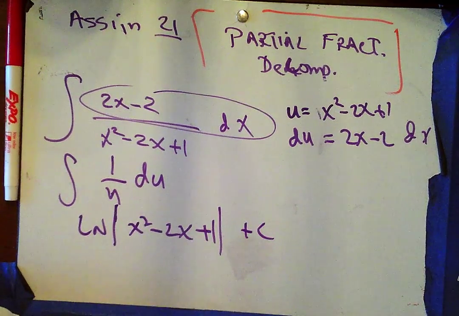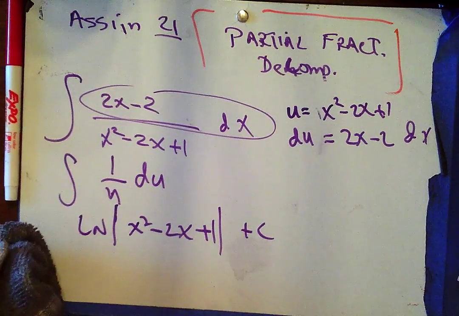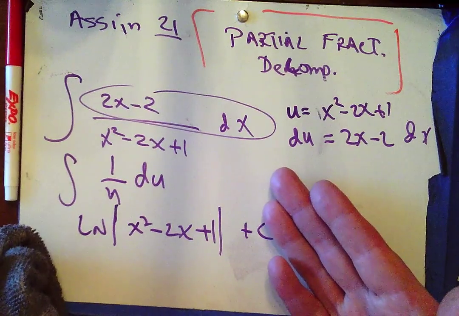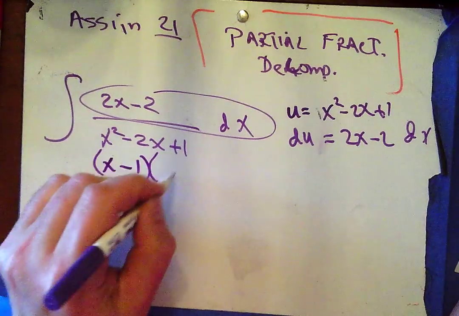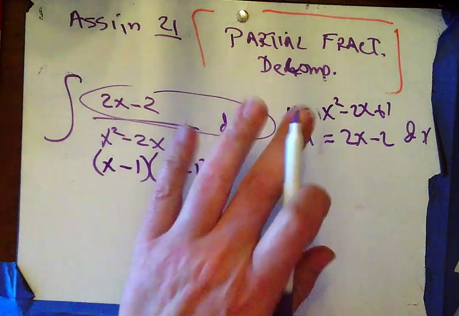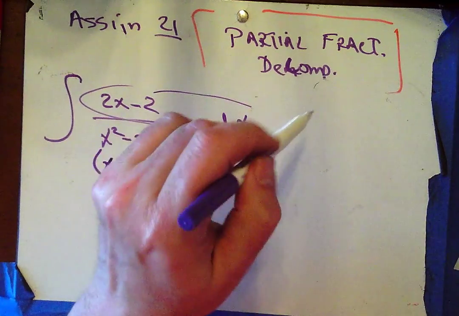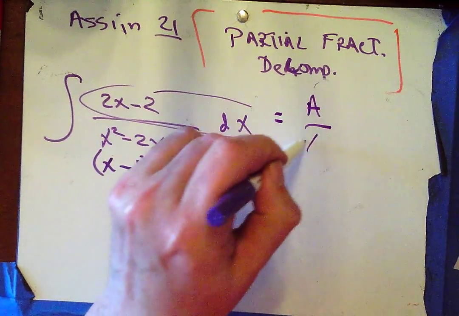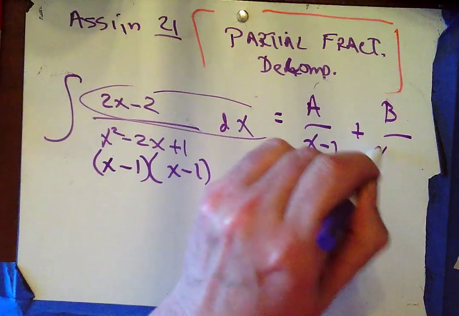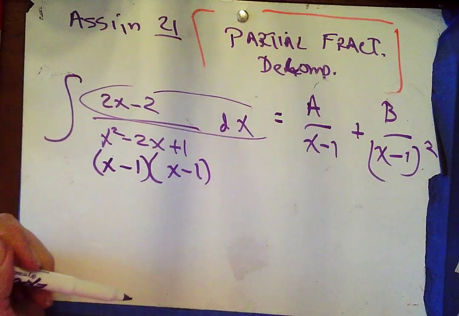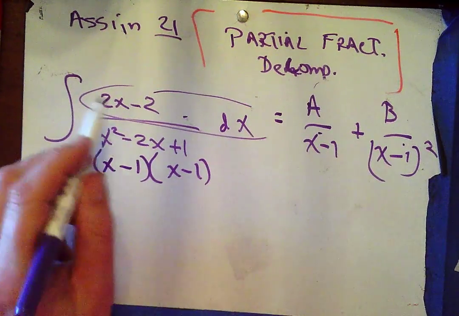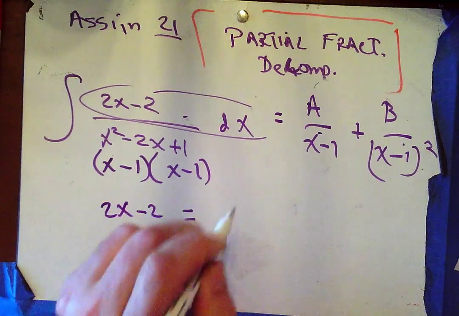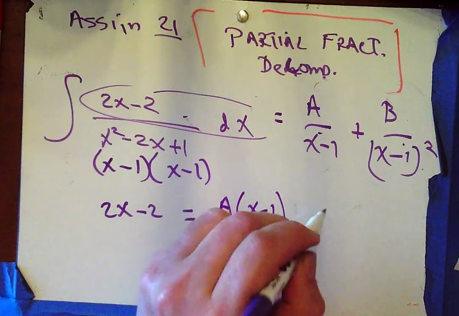Now, what if you had thought to use partial fraction decomposition here? I mean, I wouldn't. It's a pretty fast u sub. But does this factor? Sure, x minus 1, x minus 1. So what's the setup for this? Well, the setup is a over x minus 1 plus b over x minus 1 squared. And when we multiply everywhere by our least common denominator, x minus 1 squared, we end up with 2x minus 2 equals a times x minus 1.